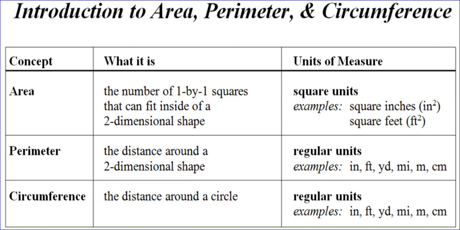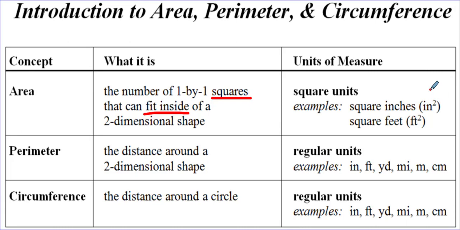What you can see here is I created a chart with the concepts of area, perimeter, and circumference. And it's important that you understand the difference between these concepts. For example, area is the number of 1 by 1 squares that fit inside of a two-dimensional shape. This is why the units of measure for area are square units, square inches, square feet, square miles.